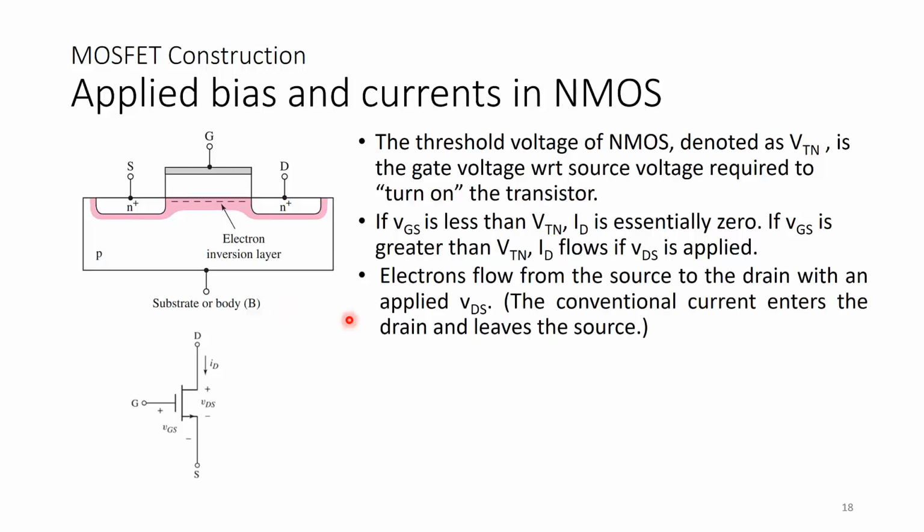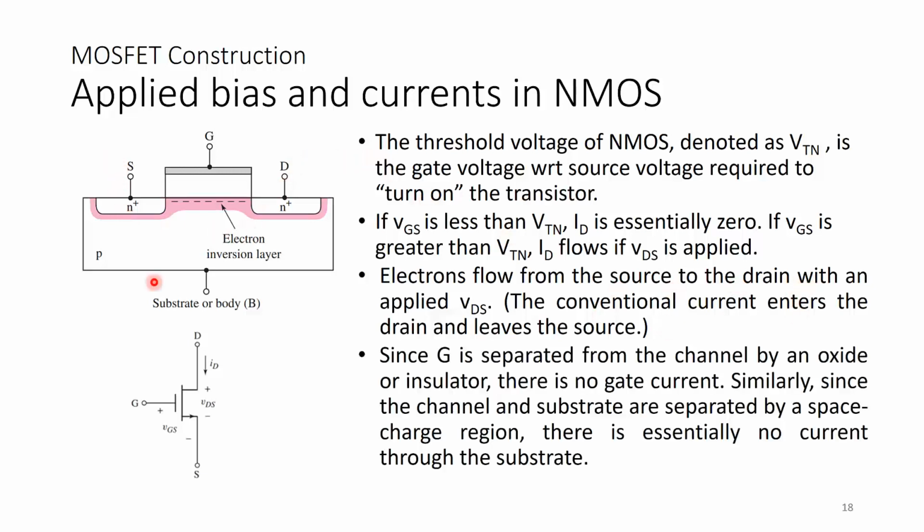So electrons flow from the source to drain with an applied VDS, and what it's saying here is that if this is an N channel, NMOS, okay, electrons flow from source to drain, but then the conventional current is in the opposite direction of electron flow. So the conventional current enters the drain and leaves the source.